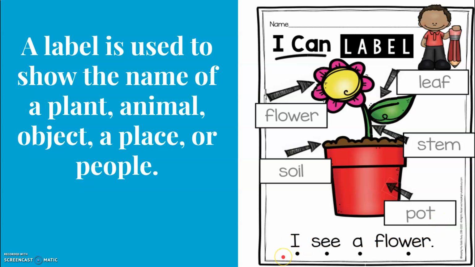Let's read the sentence. When you read the sentence, do you see this little magic dot? I'm going to point to each dot underneath each word. I want you to place your finger on the dot as we read each word. Ready? I see a flower.